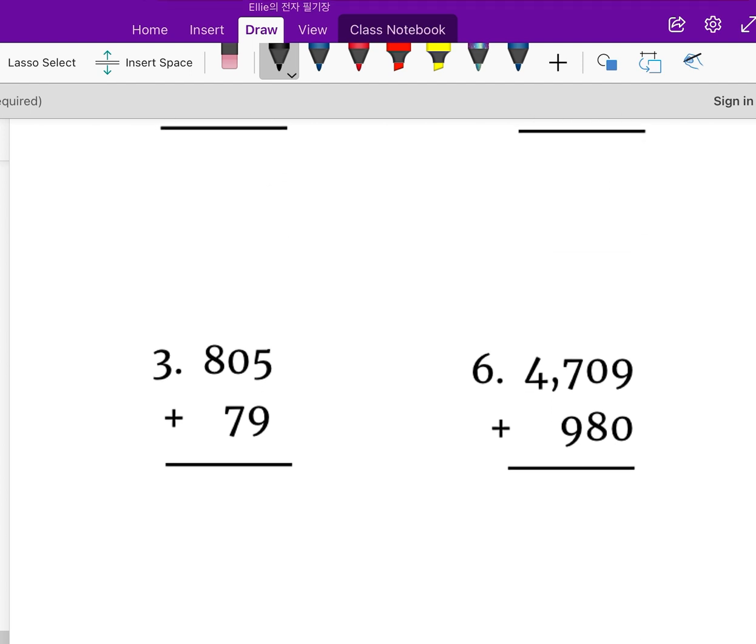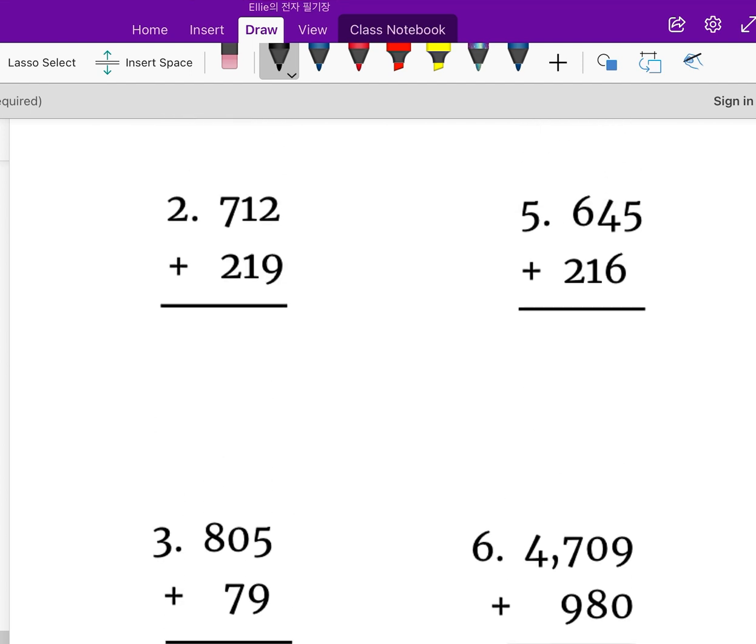And number 2, 712 plus 219. So 2 plus 9 is 11. We'll carry here. 1 plus 1 is 2. So 2 plus 1 is 3. And 7 plus 2 is 9.